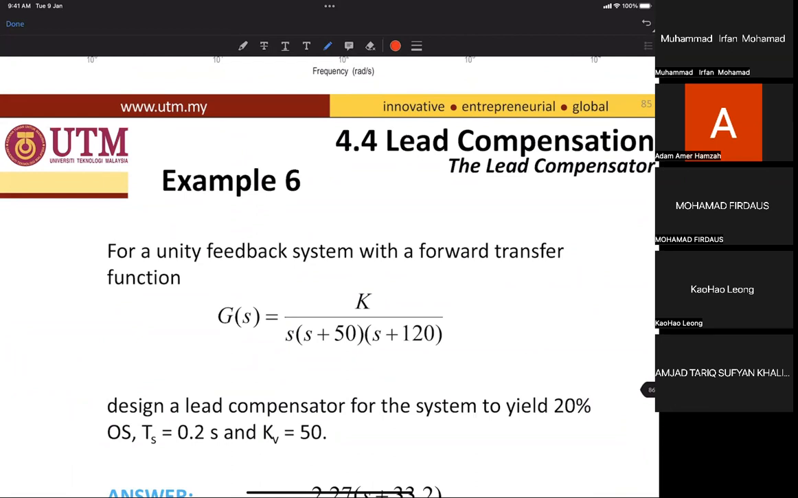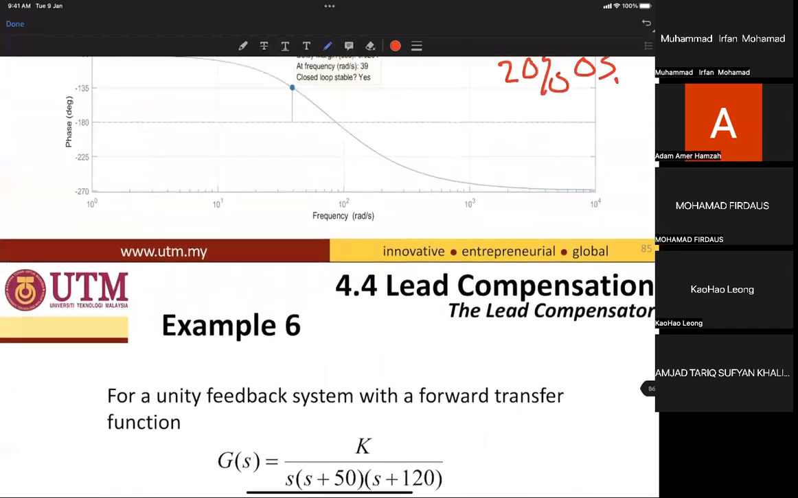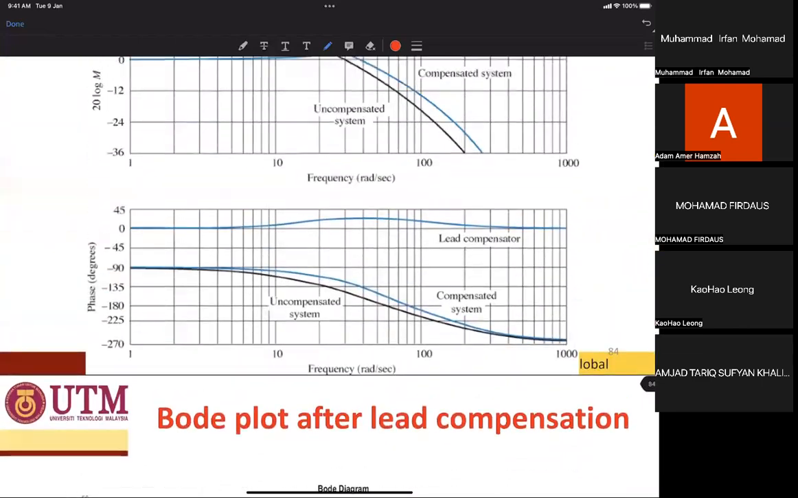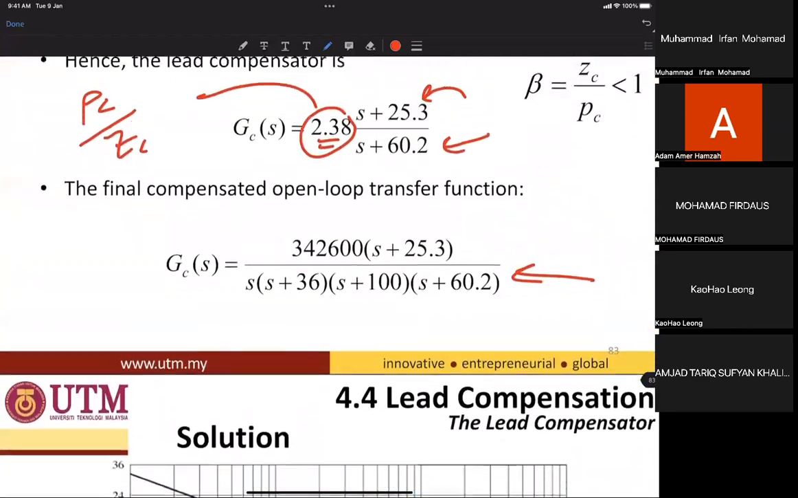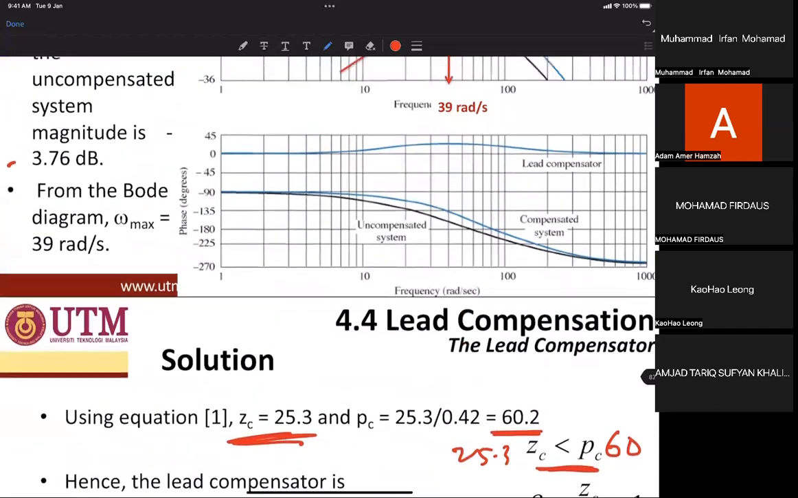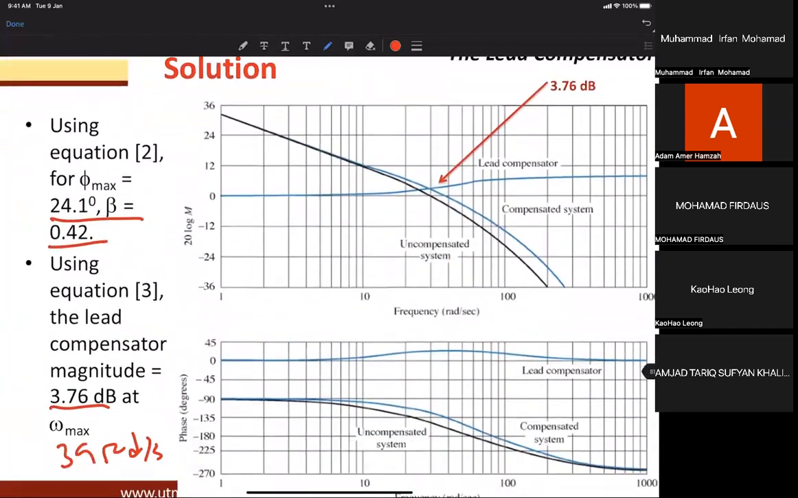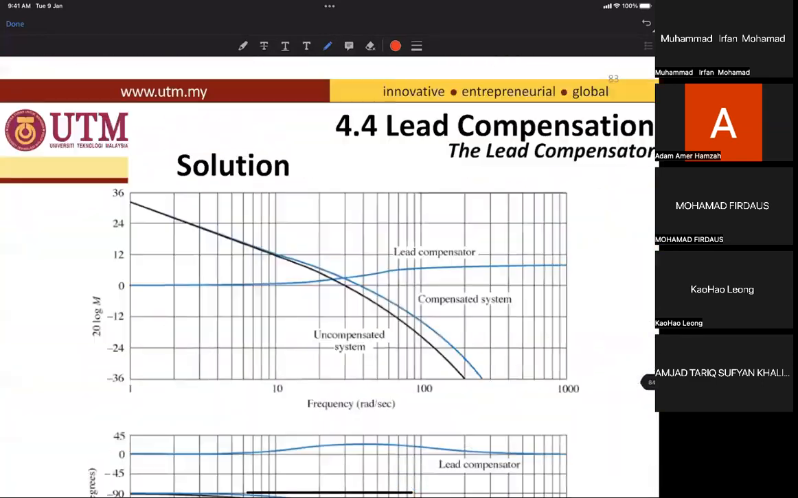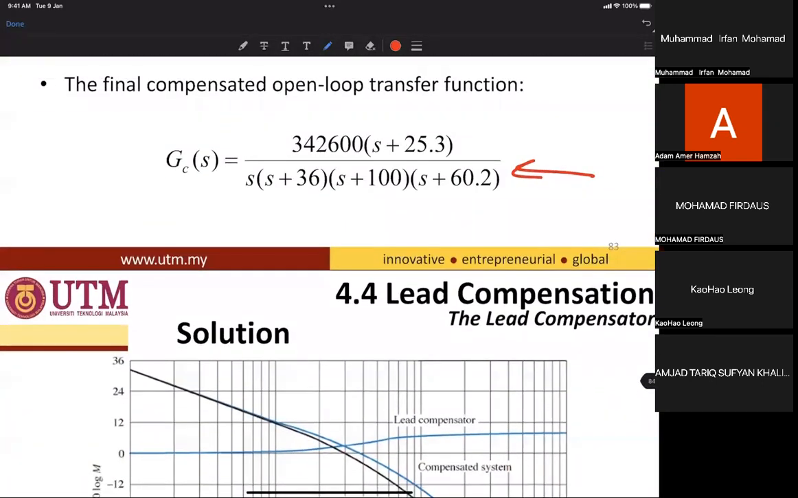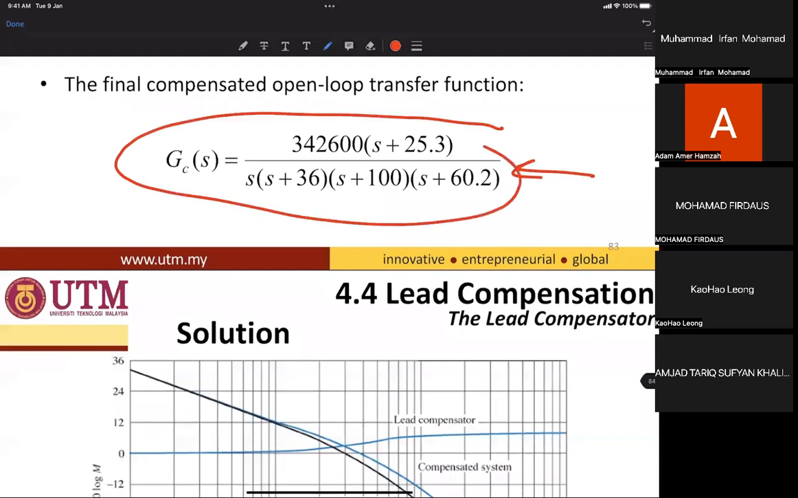Excuse me, doctor. For the previous question, what's the use of the question giving us TS? We are not using that one. But I believe that is for the validations. After you get this, find the closed loop and see the time response.